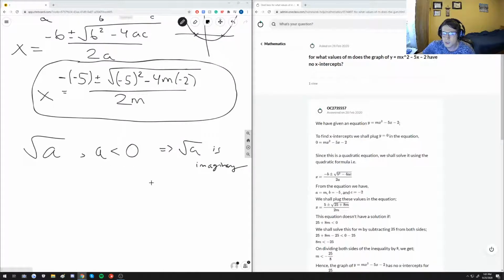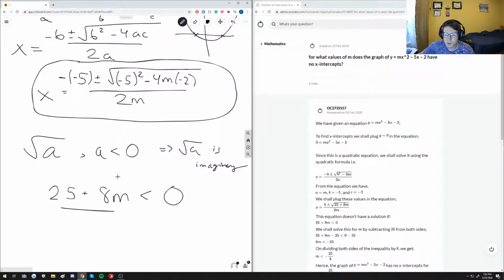Okay. So we know that the square root of a has to be less than 0, and in this case we're going to say that our a is what's inside of the square root. So we have to make sure that what's inside of the square root is less than 0. So we're going to rewrite, but this time in a more simplified form. So minus 5 squared is 25, and then minus 2 times minus 4 is plus 8m, which is less than 0. So this is our a, and it has to be less than 0.